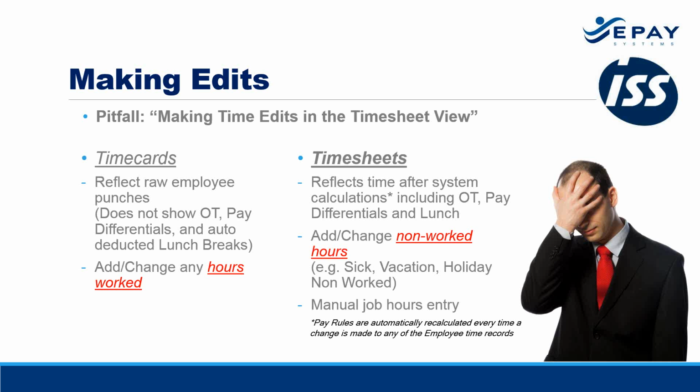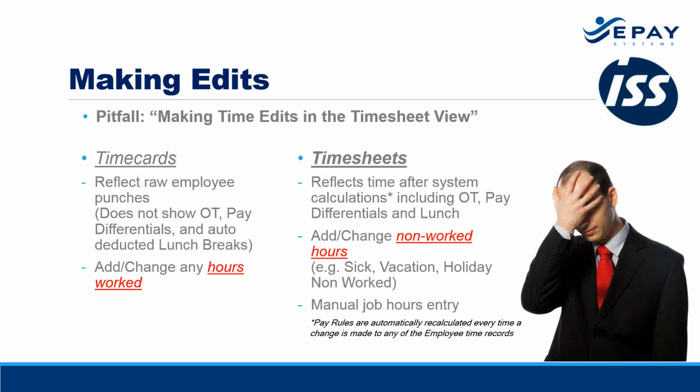On the timesheet side, the way Blueforce works is that as the employee punches in on the time card side, and gets a corresponding out punch to pair the in and out together, the system will then send that line of time over to the timesheet view, where you can see the time. But keep in mind, the timesheet view always reflects the time after system calculations. That means you have overtime, pay differentials, lunch rules, union rules, pay rules, you name it. Everything has been applied to that time.